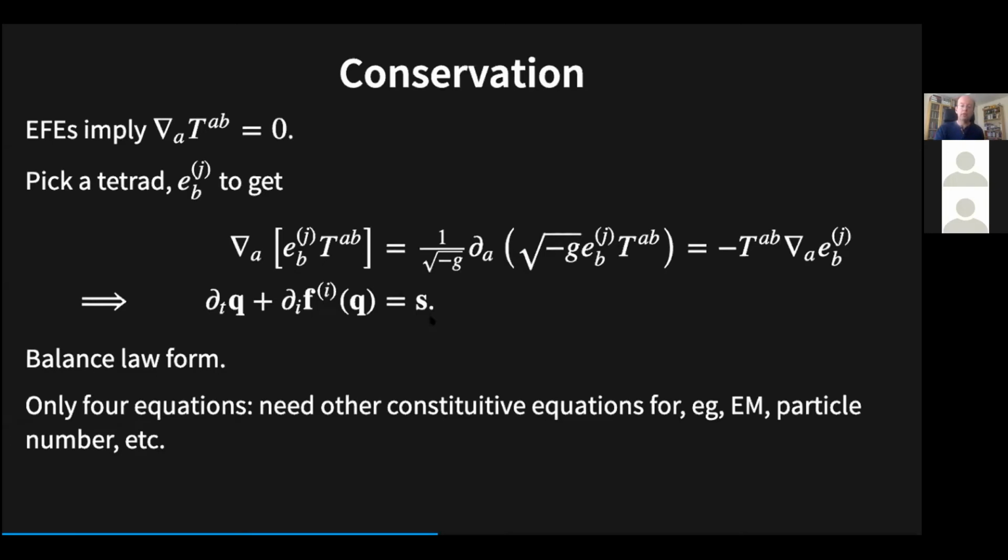In this case, we're going to get our general quantities from, well, the conserved quantities, the Q's, come from the time-like component of the tetrad vector contracted in with the stress energy tensor, whereas the fluxes come from the spatial component of the tetrad vector contracted with the stress energy tensor.